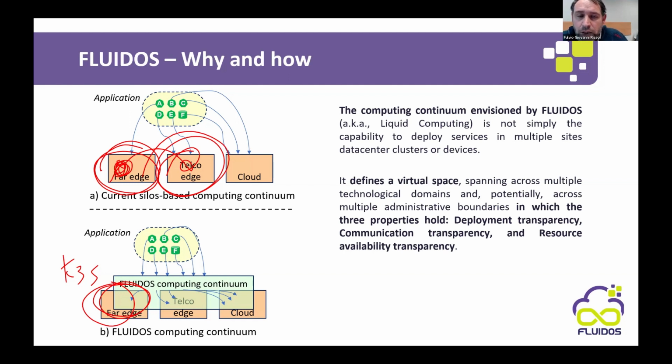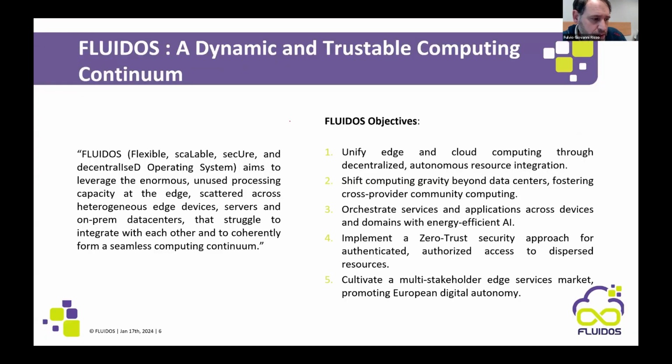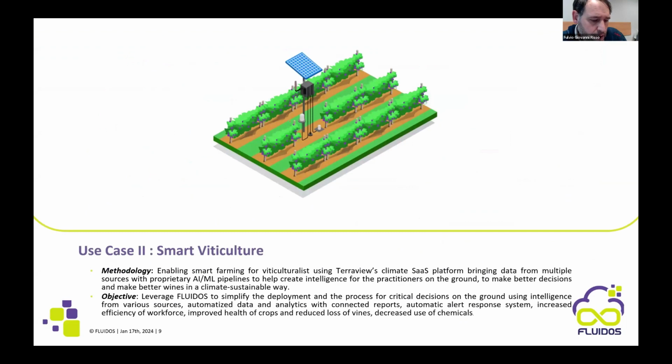So, Michael, what are the use cases already being proposed for FLUIDOS? Currently, we have 3 use cases. Let's go there. Let's go to smart viticulture. That probably is the simplest one to explain.